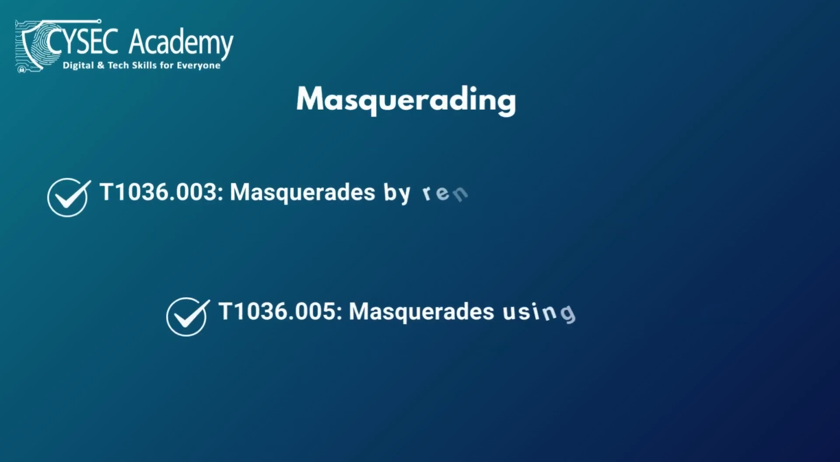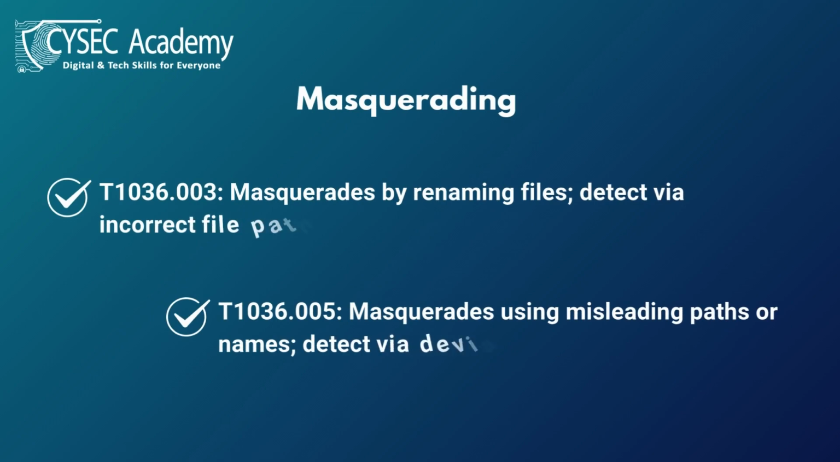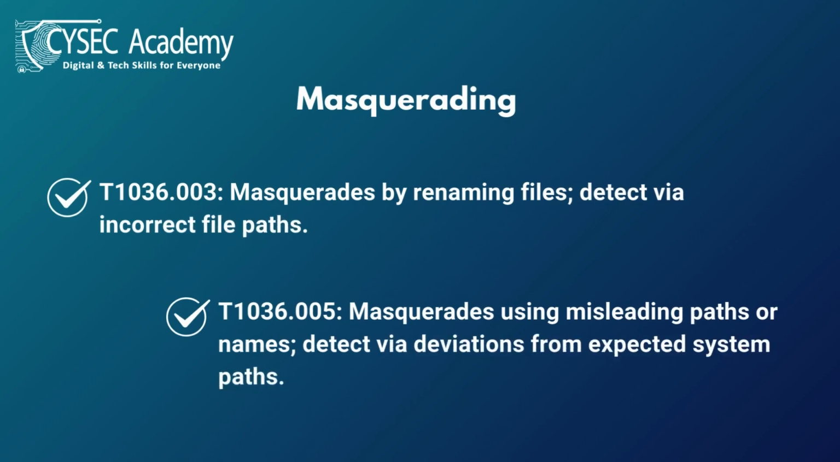3. Masquerading, T1036. Masquerading involves making an attacker's file or process appear benign or legitimate to confuse human analysts or simple automation rules. T1036.003. Renames malicious files to look legitimate. Detect when file names are correct, but paths are unusual. T1036.005. Uses misleading names or locations, typosquatting. Detect when executables run from unexpected directories.